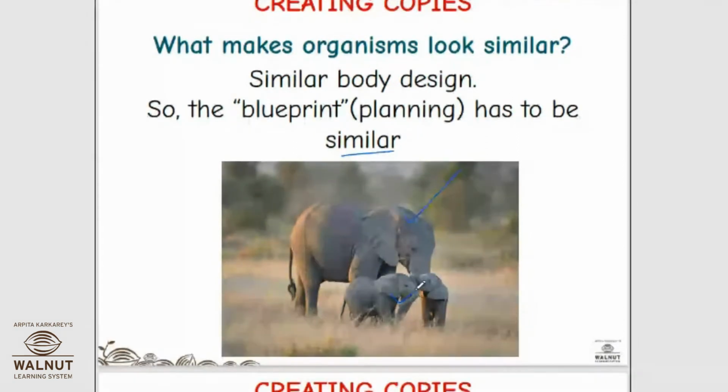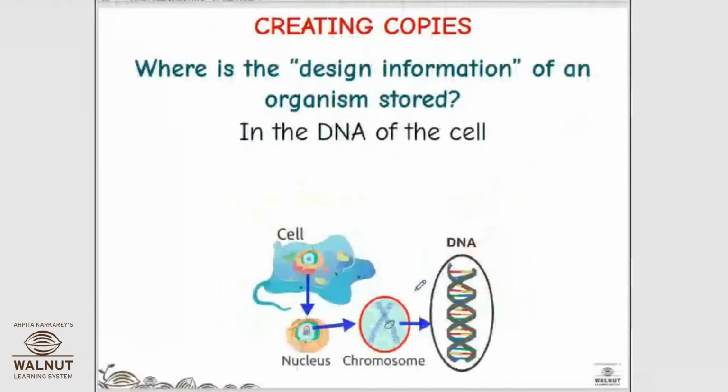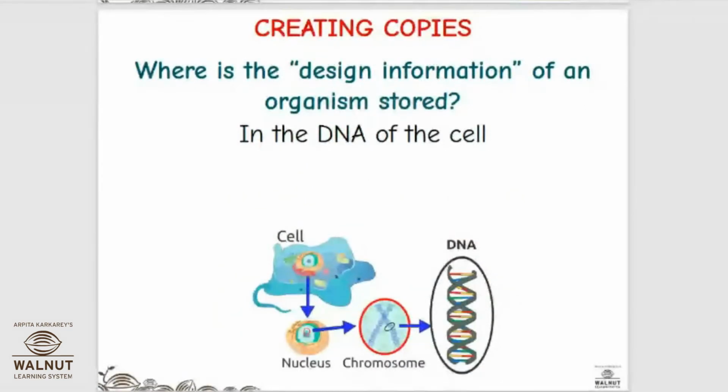Offspring means the children. Palash, offspring means the children. This is a biological term. Now, blueprint means the same, exact copy.